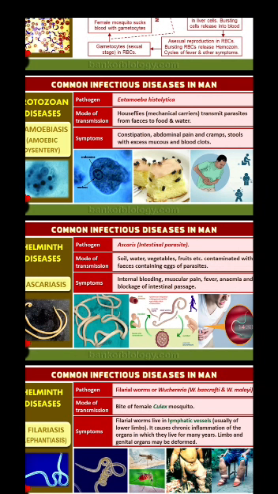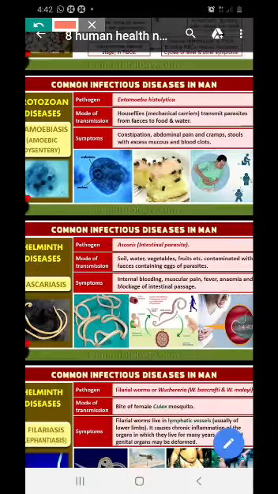And what are the common symptoms? It causes internal bleeding, muscular pain, fever, anemia. Anemia is the common symptom of Ascariasis, and blockage of the intestinal passage. You should know at least 2 symptoms, children. You should know 2 symptoms by heart, right?